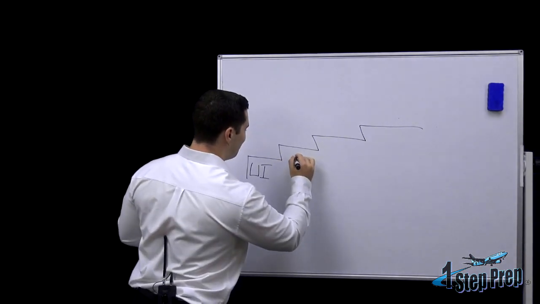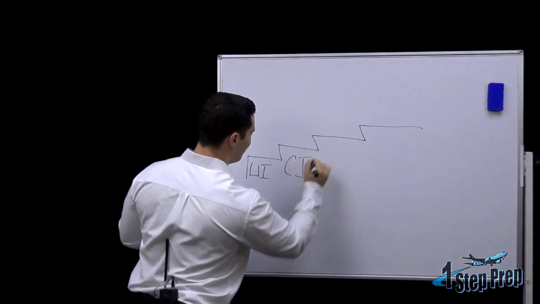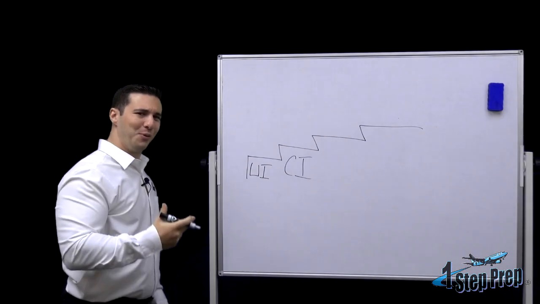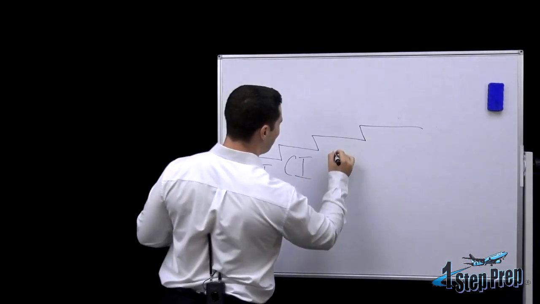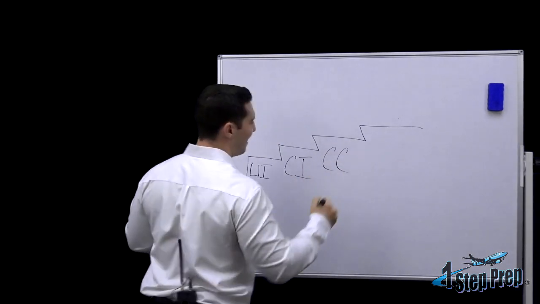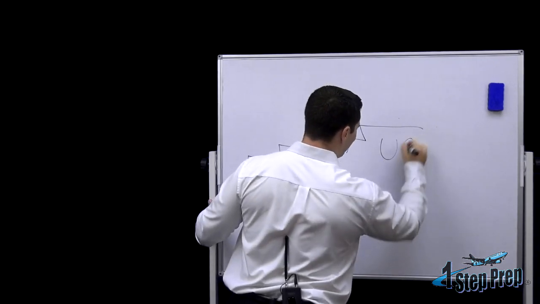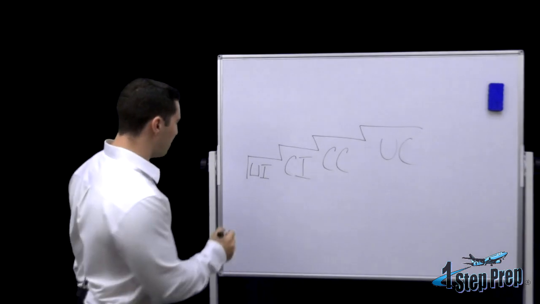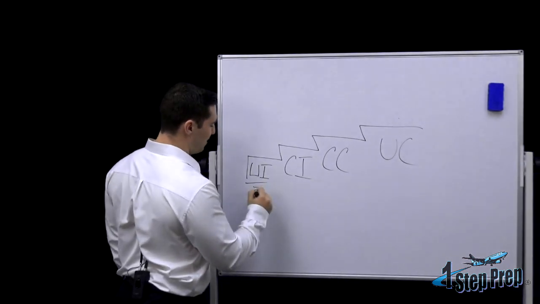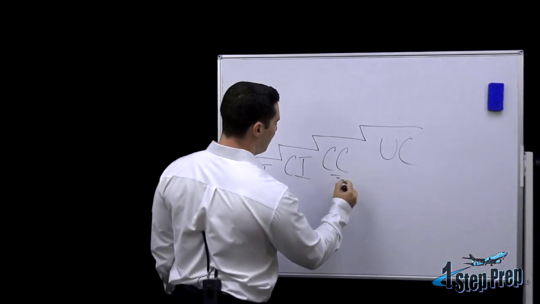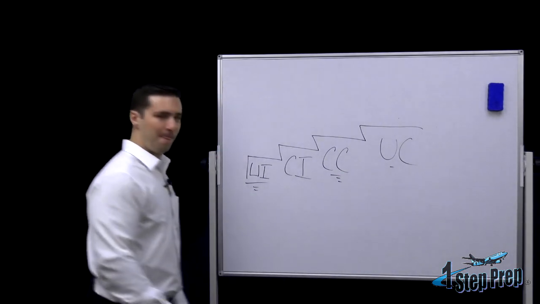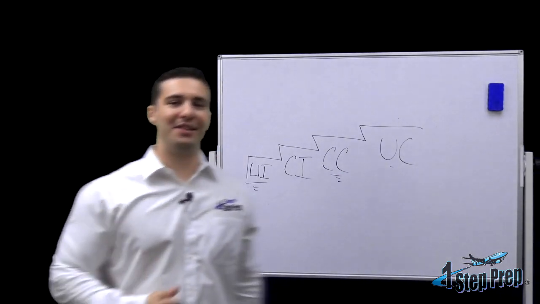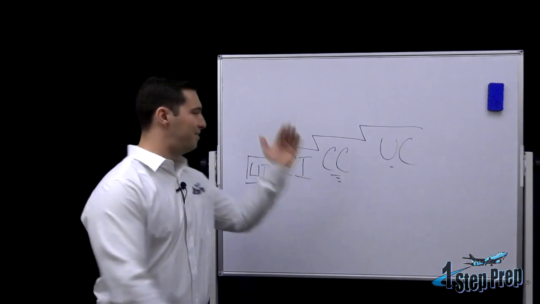I'm continuing on. Next one is CI. Okay, now they're really getting intrigued. The next one is CC. And the last one is UC. And I tell them, my objective is to bring you from right here, which is where you are today, and hopefully get you to here for the check ride, possibly there. Now, you may be looking at this and you're thinking, what is UI, CI, CC, and UC?